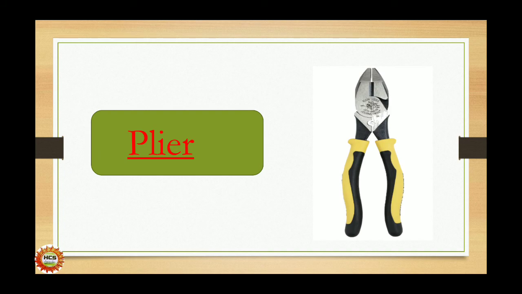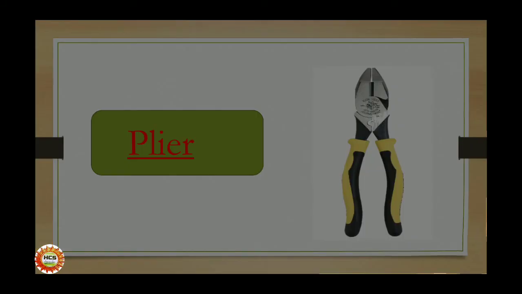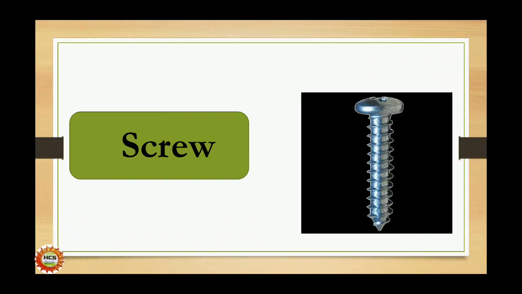This is plier. It is used to hold the object firmly. This is screw. Screws are used to hold the things together as they pull or push the object.